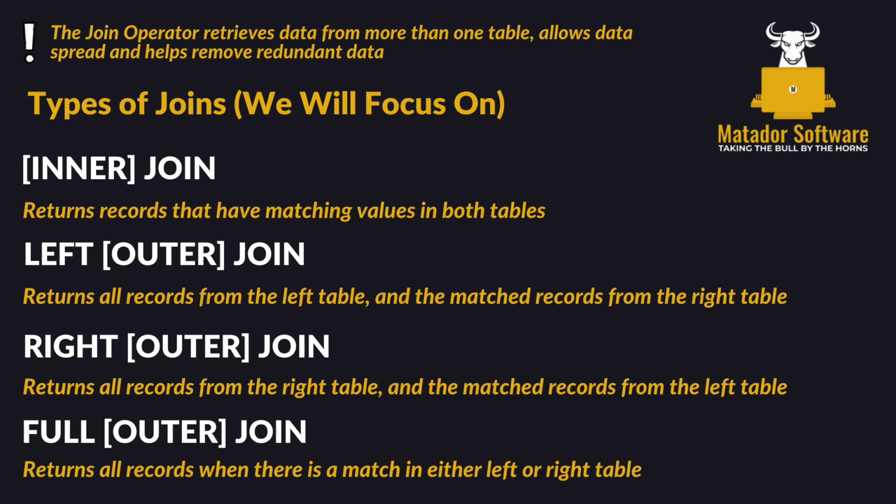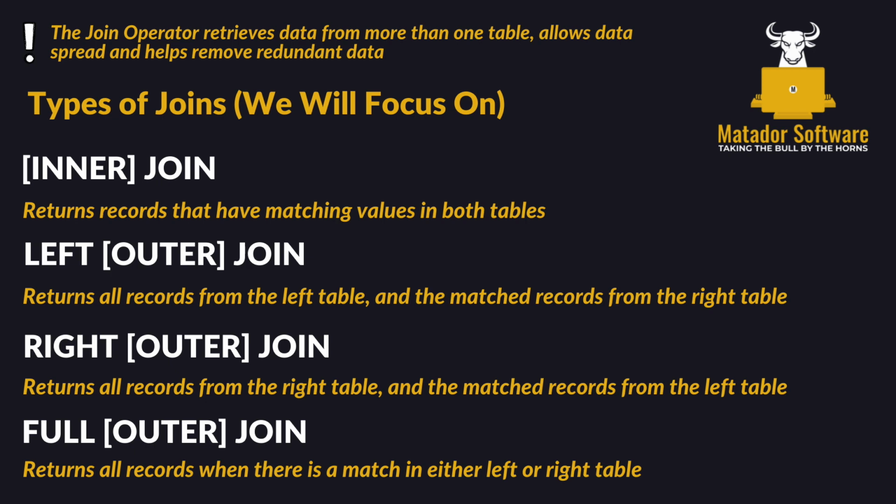But what you need to know is the join operator is probably the most important tool in our SQL toolkit. It retrieves data from more than one table, allows data spread, and it helps us remove redundant data from within our data model. Hugely important. We'll focus on the inner join, the left outer join, the right outer join, and the full outer join, where the inner join is going to join two tables by a specific column, and it will return records that have matching values in both tables.